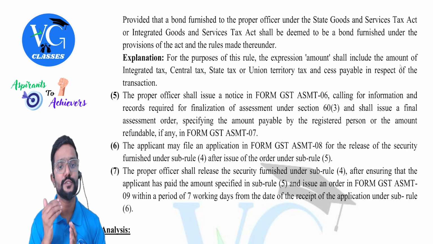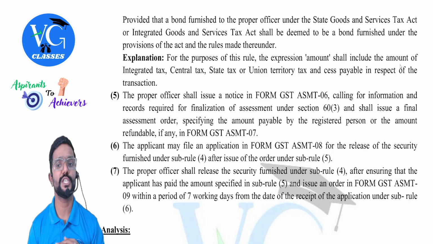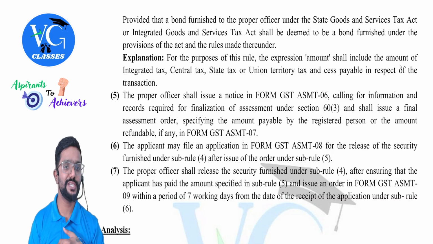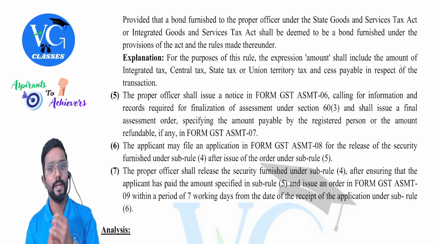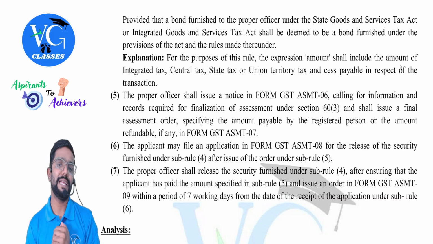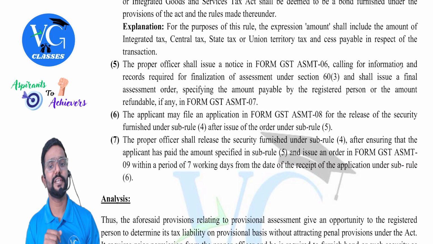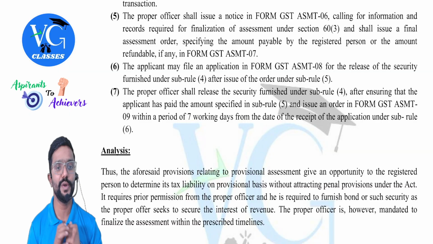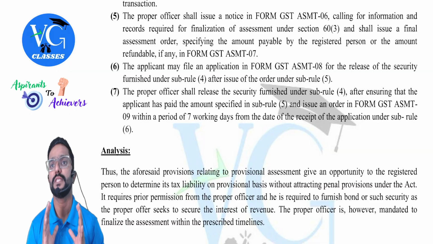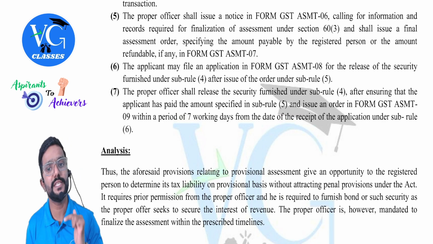Explanation. For the purposes of this rule, the expression amount shall include the amount of IGST or CGST or SGST or UTGST and also cess payable in respect of a transaction, guys. Okay, wherever they have mentioned the amount, it is nothing but the amount liable to be paid under GST, including cess. Subrule 5. The proper officer shall issue a notice in form GST ASMT 06.